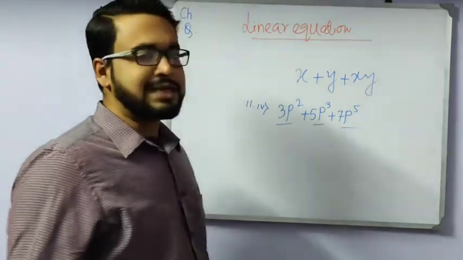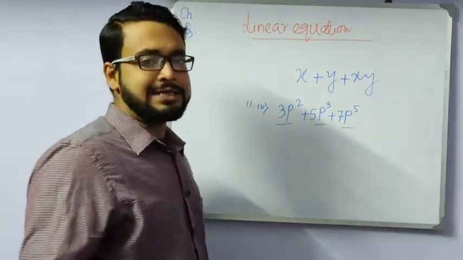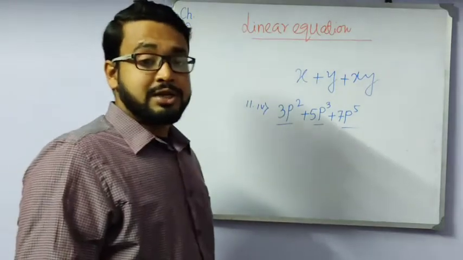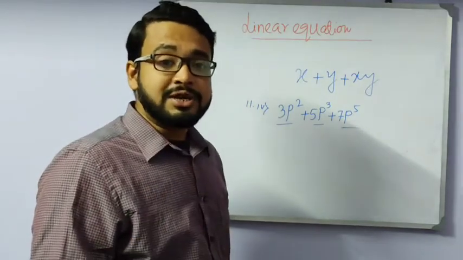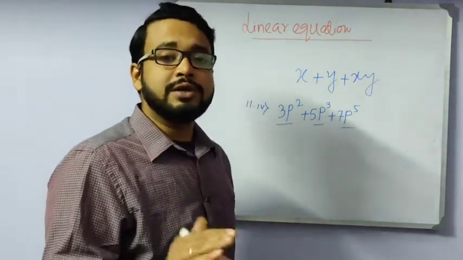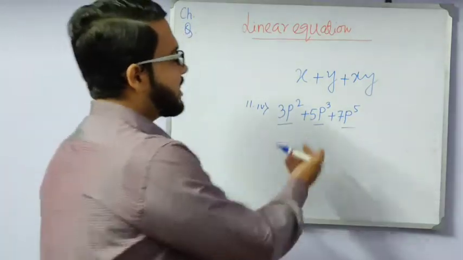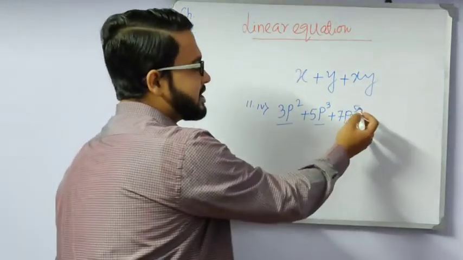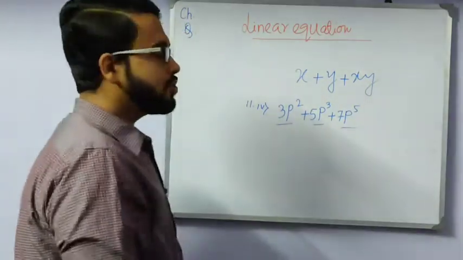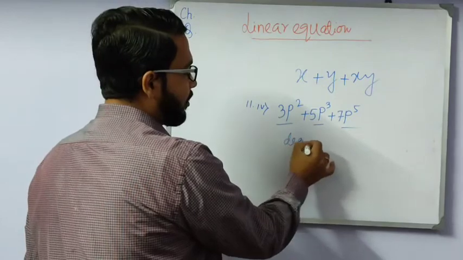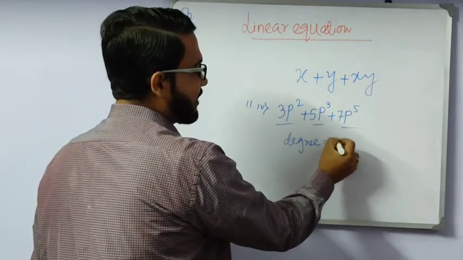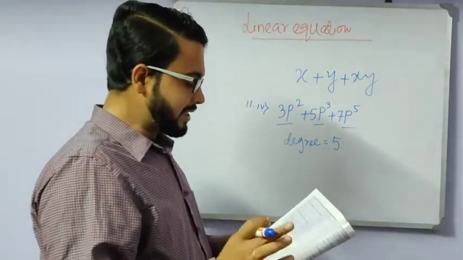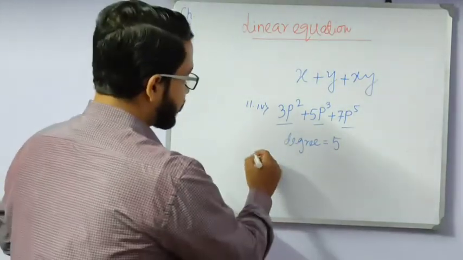So what is the degree? How can we find out the degree? Very easy. The greatest power in your equation is the degree of your equation. Here the greatest power is 5. In this given equation, the greatest power is 5. So the degree of this equation is 5. It's very easy, but here is a trick in the next questions, that is question number 5.